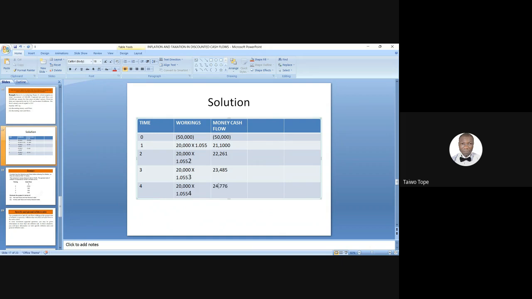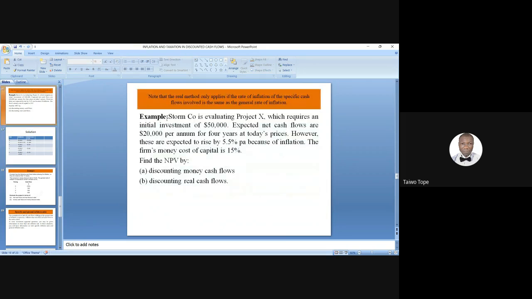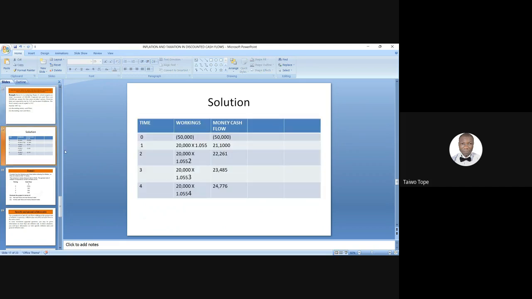Note, the question simply refers to the firm's cost of capital, so you can assume this is the money rate. If you are given a real rate, the examiner will always specify. So having determined this, you can now get your present value.